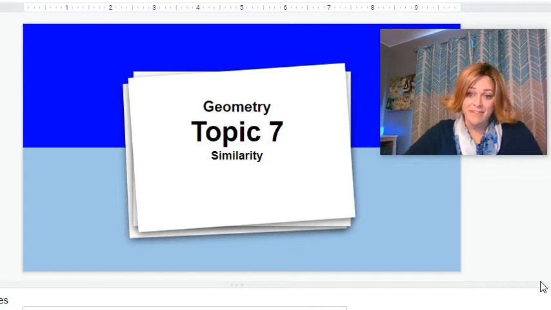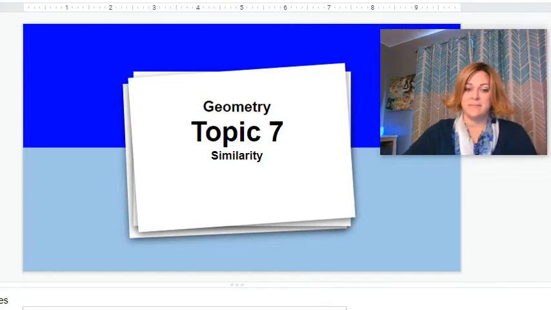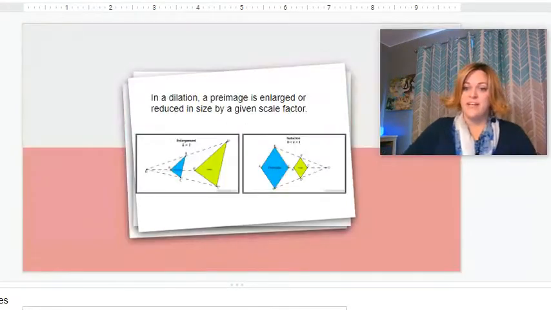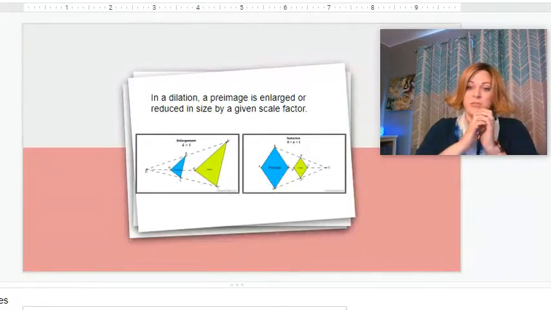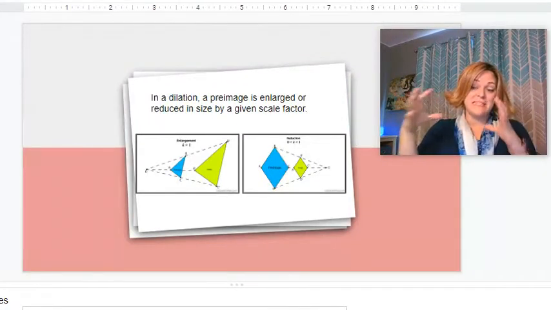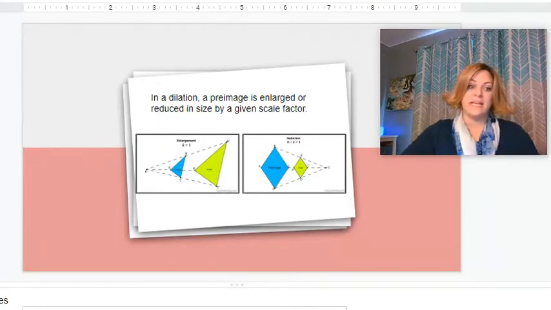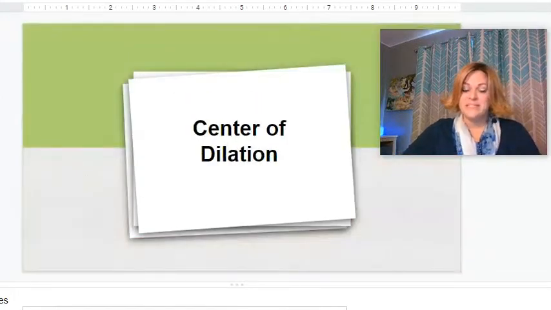Geometry Topic 7, flashcards. This is all about similarity. Dilation. A dilation is something that gets bigger or smaller. And what happens is when you increase in size, the shape still looks the same, just bigger or smaller. So it doesn't distort it in any way.